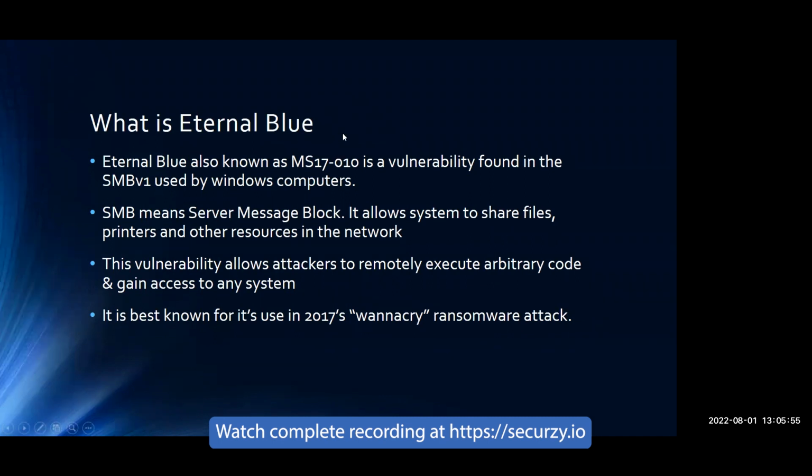So what is EternalBlue? EternalBlue is a vulnerability that is also known as MS17-010. It was first found in 2017 in SMB version 1. SMB is a protocol that is mainly used in Windows computers.